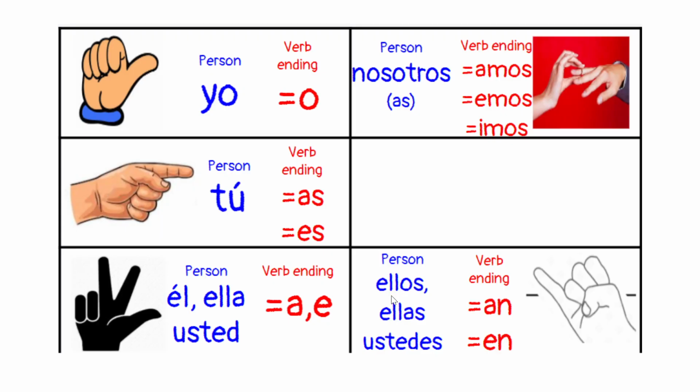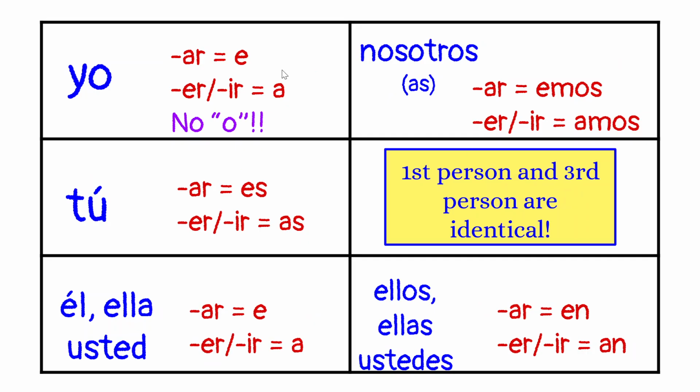Okay, so these are our regular conjugations. We have o, as, a, amos, an, o, es, e, emos, en, right? Subjunctive will be e, es, e, emos, en for AR verbs, and for ER and IR verbs, a, as, a, amos, an. Notice the first person and third person are identical.